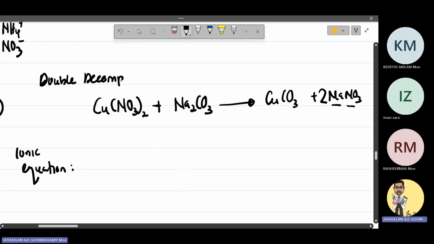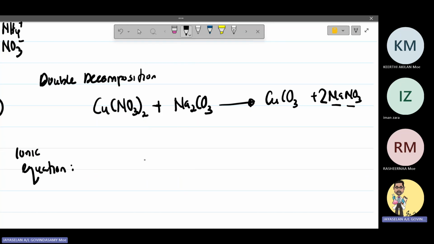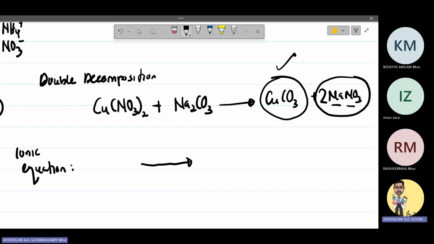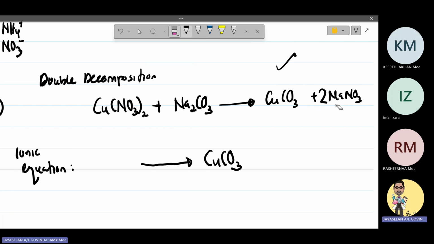Ionic equation for double decomposition is very simple. You put an arrow. All of you put an arrow. Focus on these two things, this and this. Which one is insoluble? This is insoluble, right? Take the insoluble, put it here. Don't put the soluble. Then here the two ions. It is made up of what ions? Copper 2 ion and carbonate ion. That's all. You already get 1 mark, 2 marks. This is the ionic equation for double decomposition.